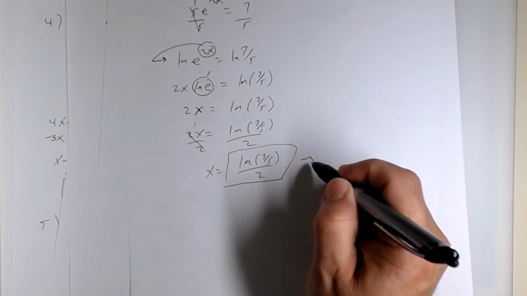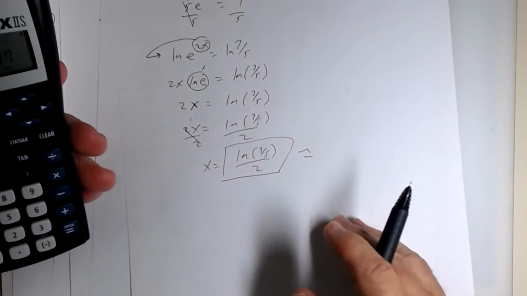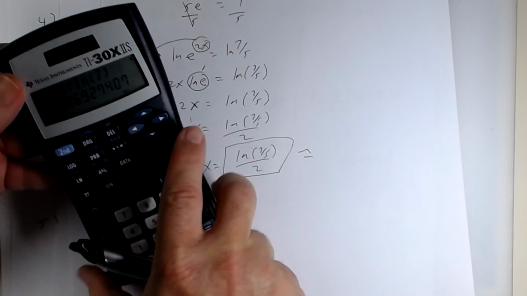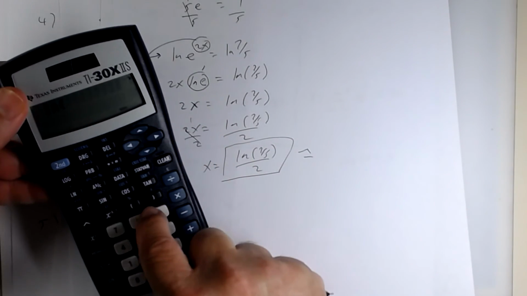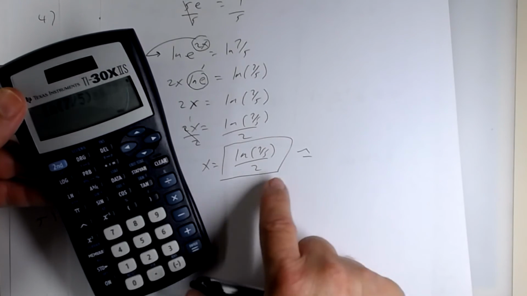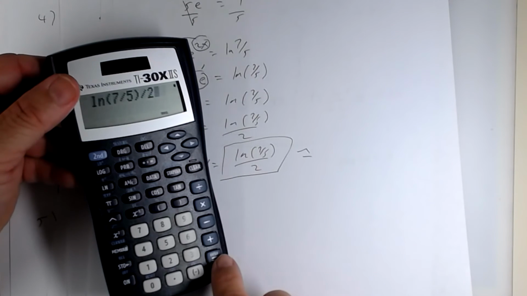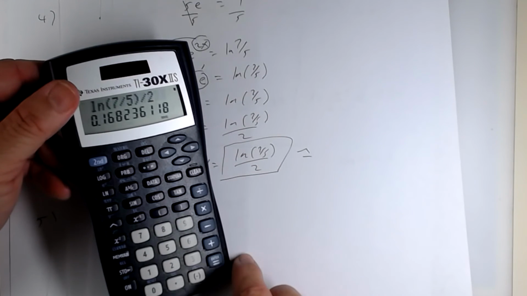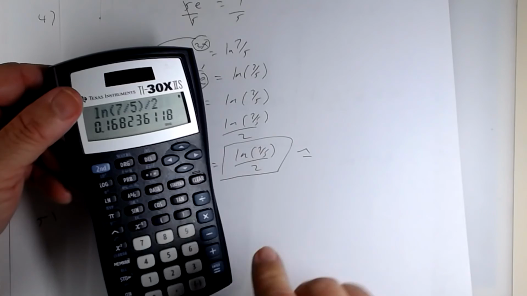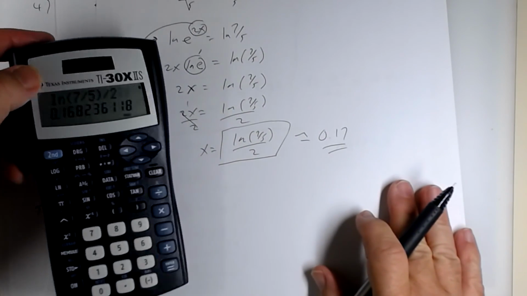Now use your calculator for the second blank. The natural log, 7 divided by 5, close the parentheses, then divide by 2. Equal, and you should get 0.17. So that'll be the second blank.